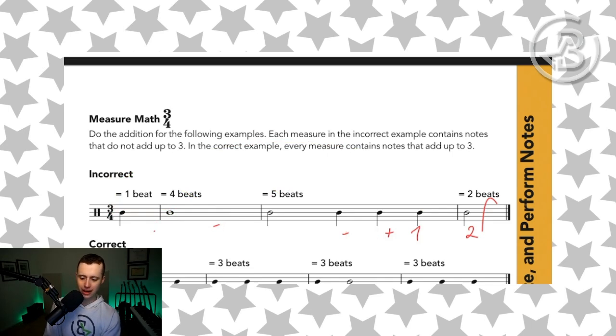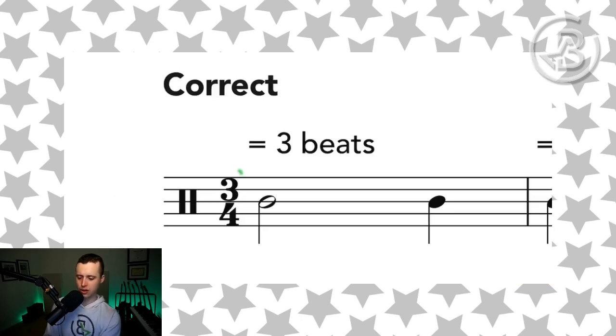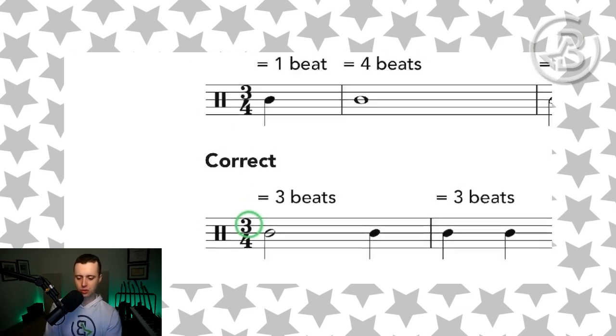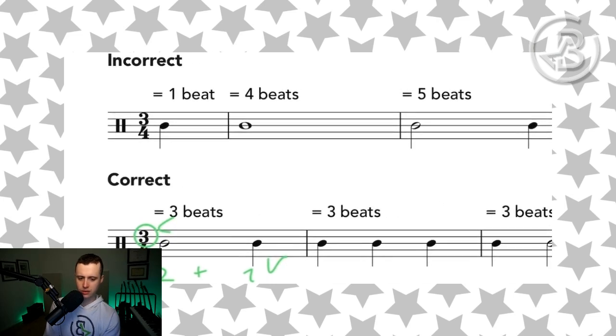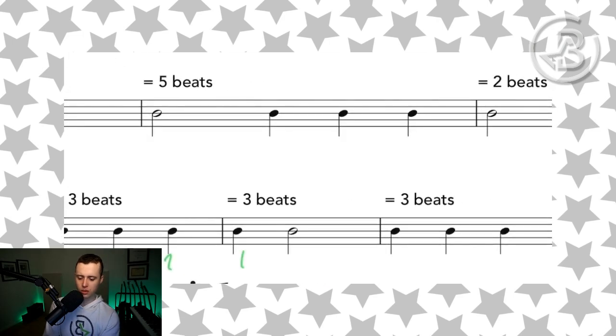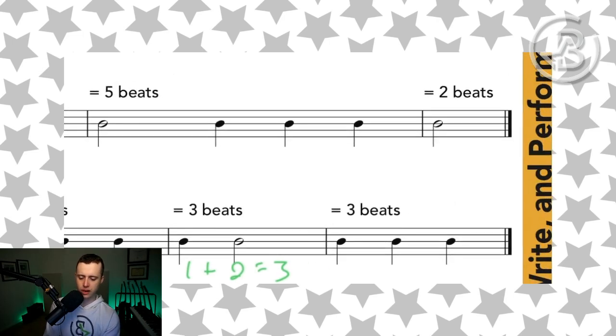Okay, now let's look at some correct examples. Now, as you can see here, sure enough, the time signature is 3/4, which means every measure needs 3 beats or 3 counts worth of notes in it. So we have 2 plus 1. Great. That's 3. That agrees with the time signature. 1 plus 1 plus 1 equals 3. Fantastic. 1 plus 2 equals 3. Great. 1 plus 1 plus 1 equals 3. That almost looks like a 7, but trust me, folks, it's a 1, and there's 3 beats or 3 counts in that measure.